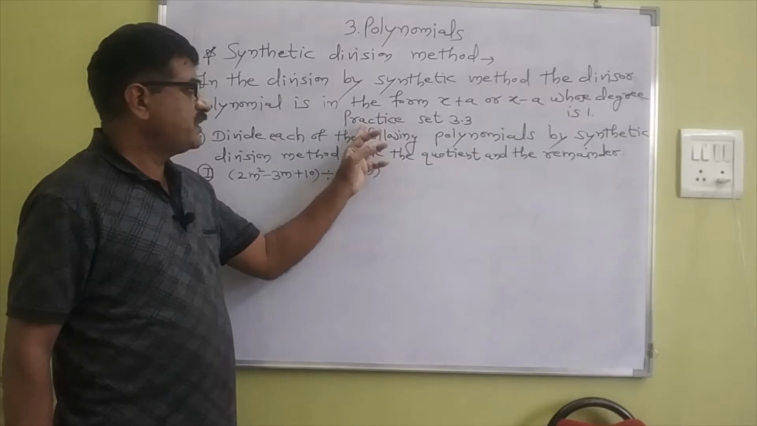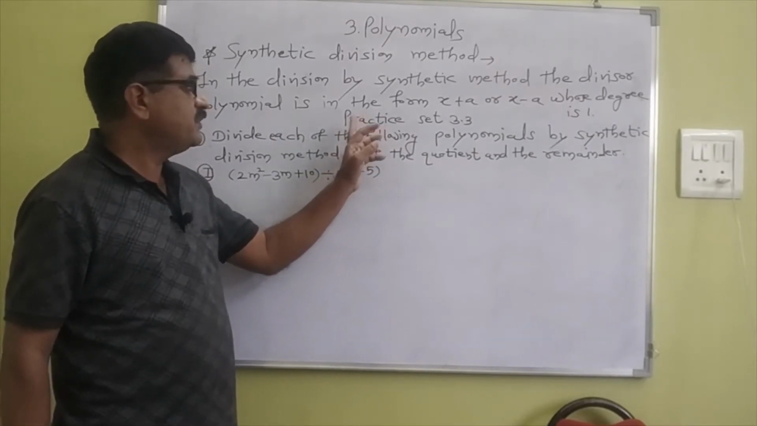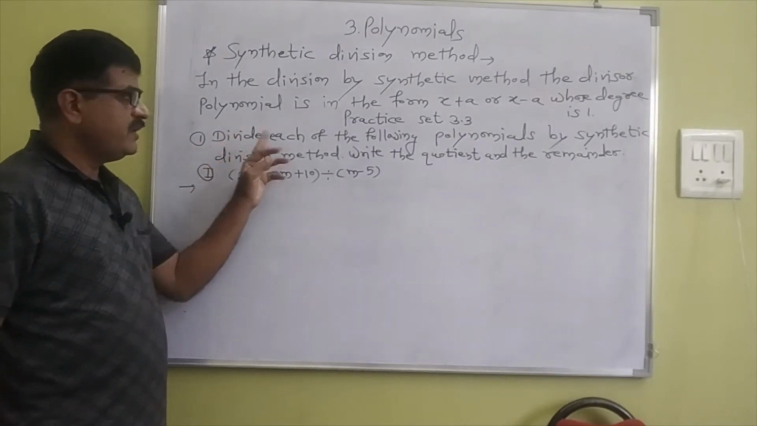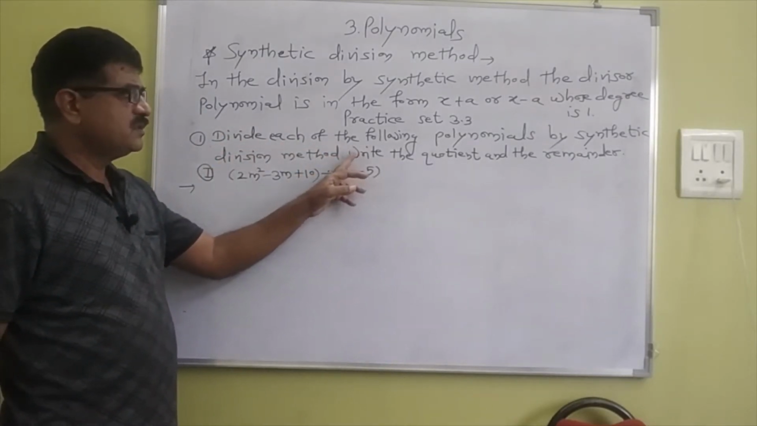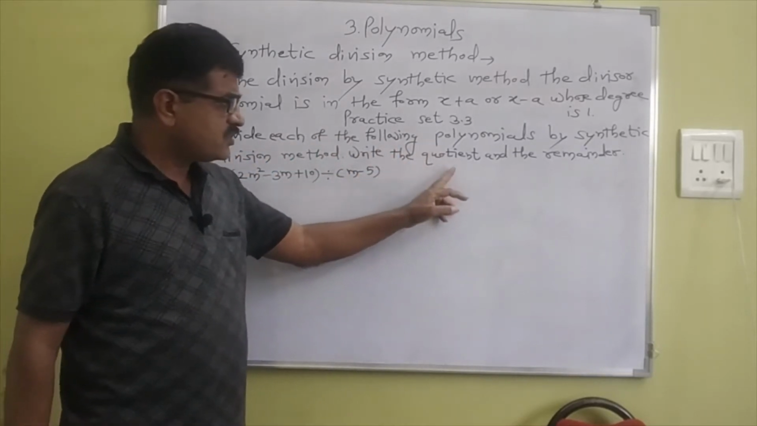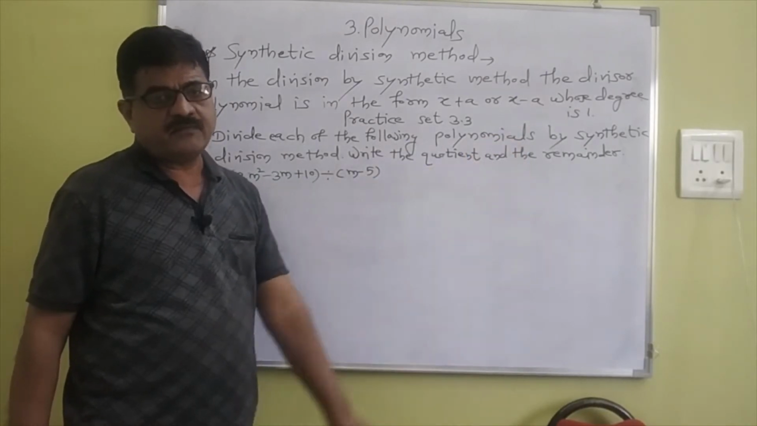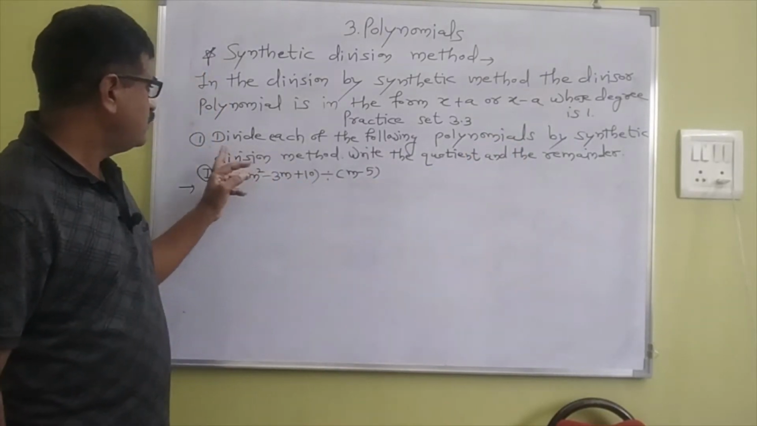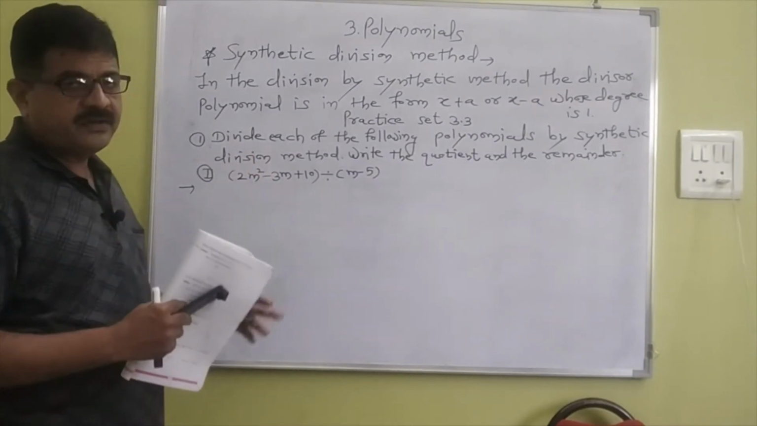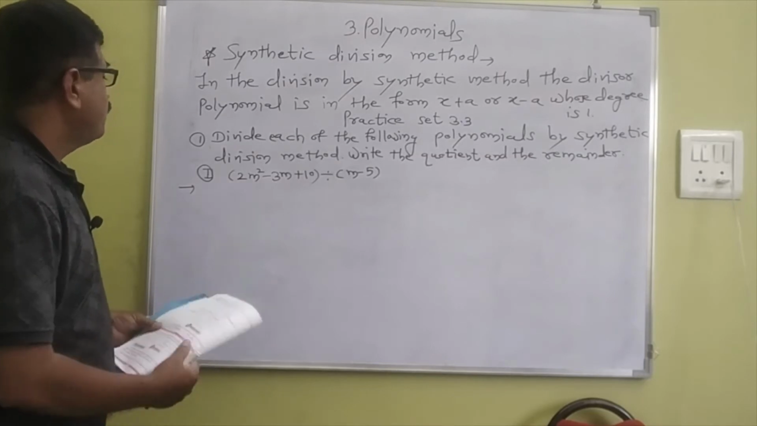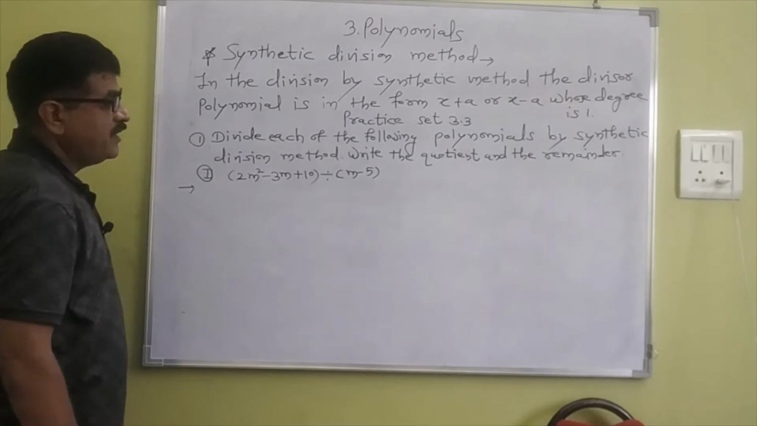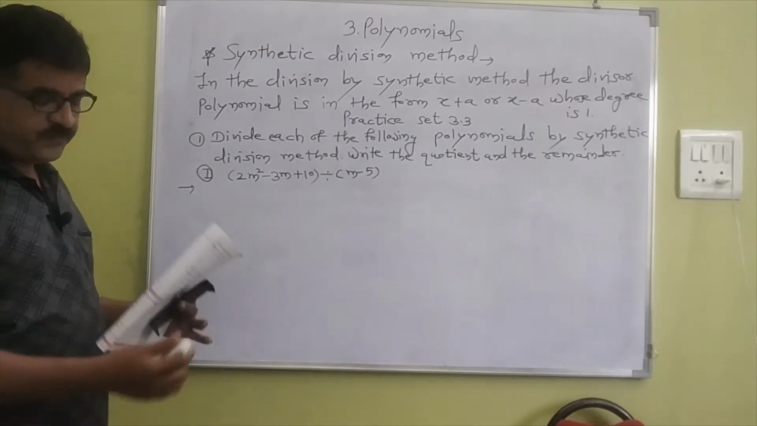Now we see this method's examples in practice set 3.3. First example: divide each of the following polynomials by synthetic division method. Write the quotient and the remainder. First we have to divide the following polynomials by synthetic division method. Now the first example is 2m square minus 3m plus 10 divided by m minus 5.